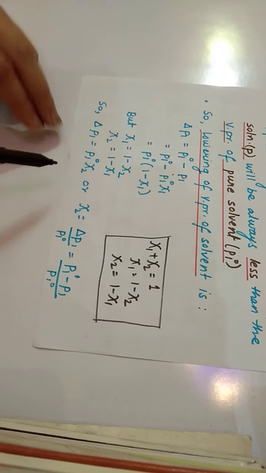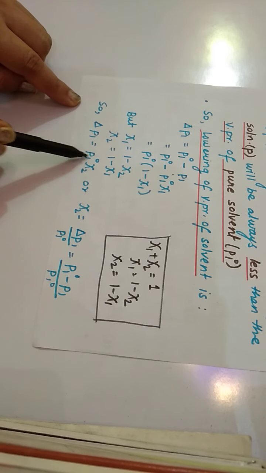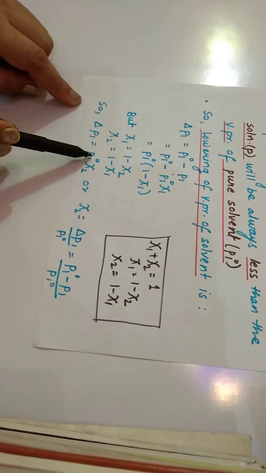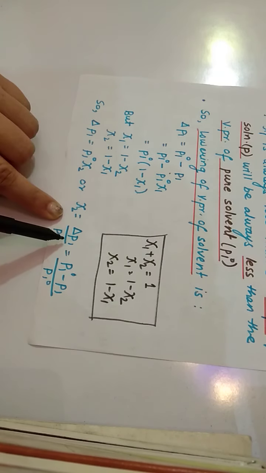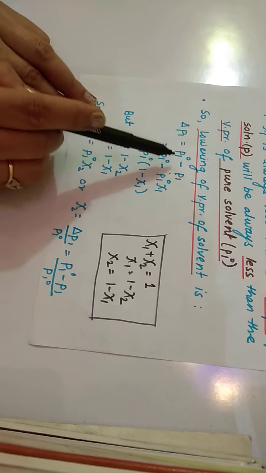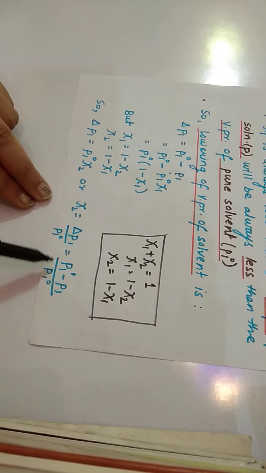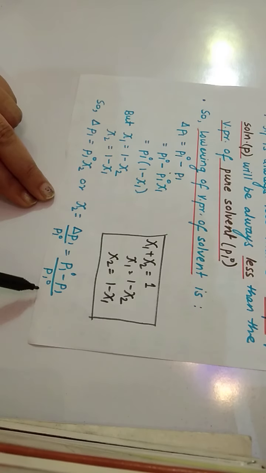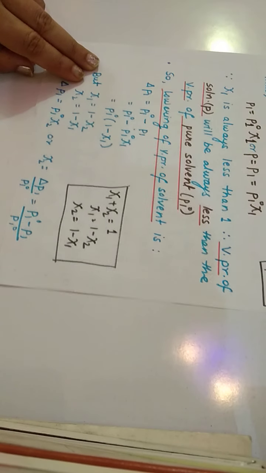Or I can write x2, and P1 naught will go down. So x2 is equal to delta P1 upon P1 naught, and delta P1 is equal to P1 naught minus P1. So it is P1 naught minus P1 upon P1 naught. So that's what is coming over here.